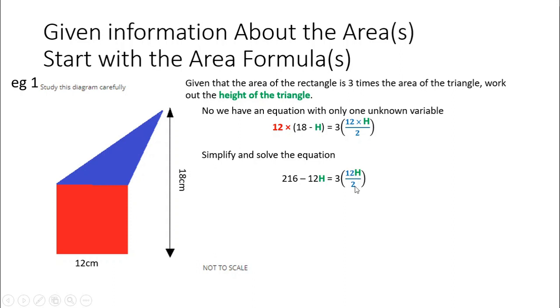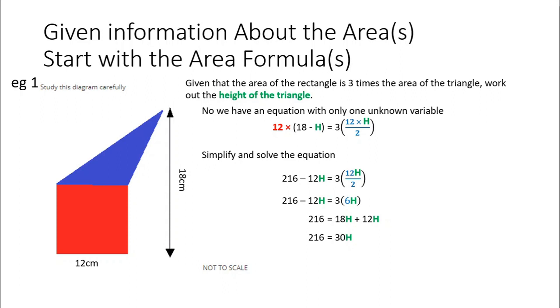now divide by 2. 12H divided by 2 is 6H. We've got 18H. And I've got my H's together by taking this minus 12H over to this side, making it plus 12H. That together will make 30H. So I've got 216 still on the left-hand side and 30H on the right-hand side.